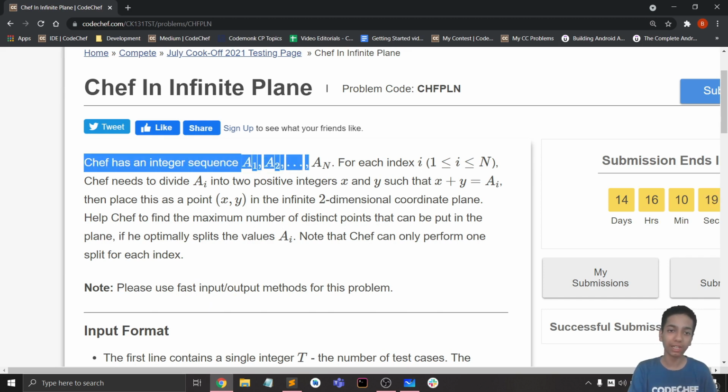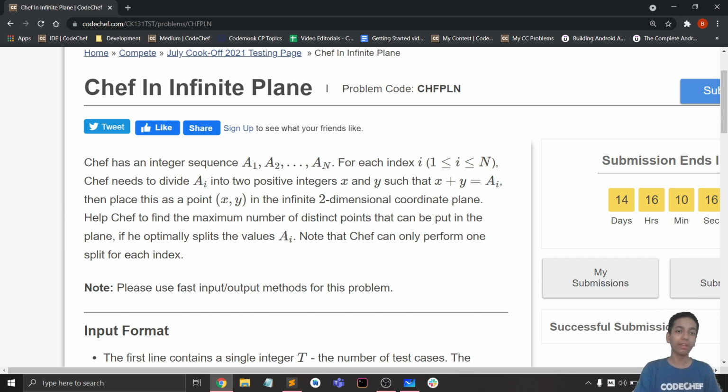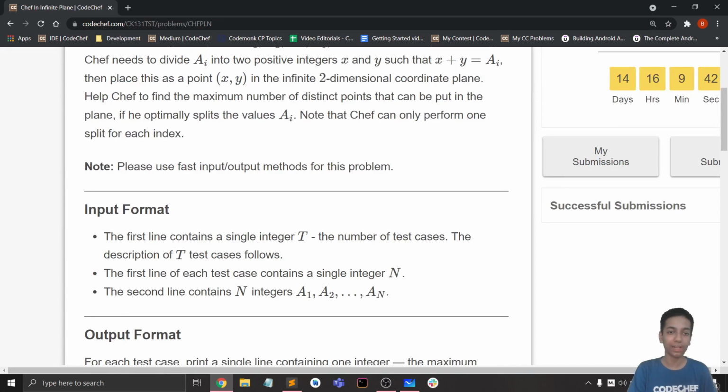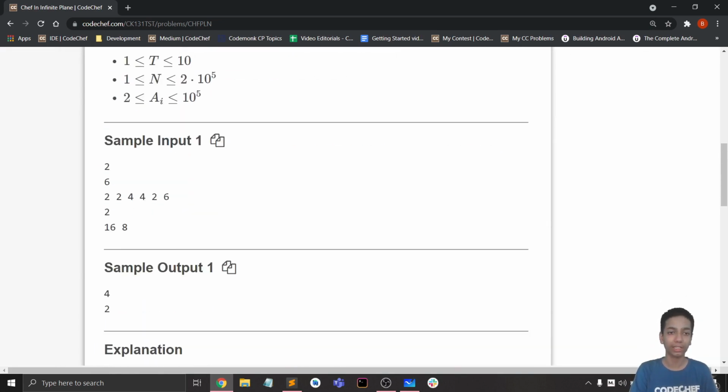So the problem is that we are given an array of n integers, and for each element a_i, we want to divide it into two positive integers x and y such that the sum is a_i. So basically, break it into two numbers, and the two numbers will form a coordinate point. We want to find the maximum number of distinct points that can be put into the plane if we optimally split all the a_i. We can only perform one split for each element. This is a note to use fast input output, and here comes the sample input.